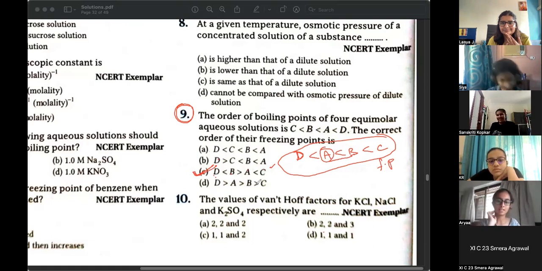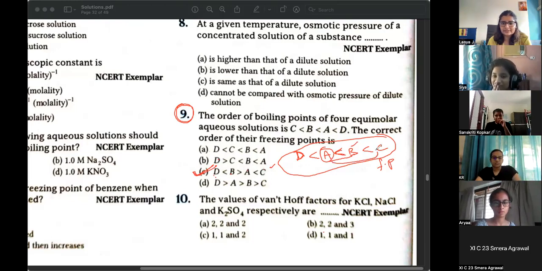I still don't get it. Yeah, neither do I. Look at it individually. In option C, they're saying B should be greater than D. B is greater than D. B should be greater than A. B is greater than A. A should be less than C. A is less than C.